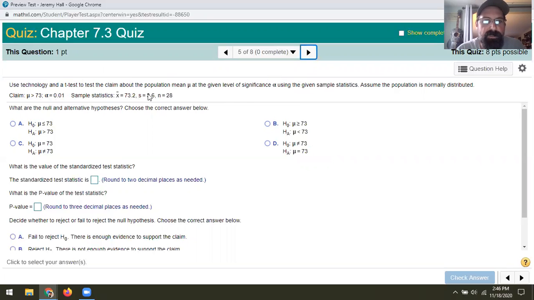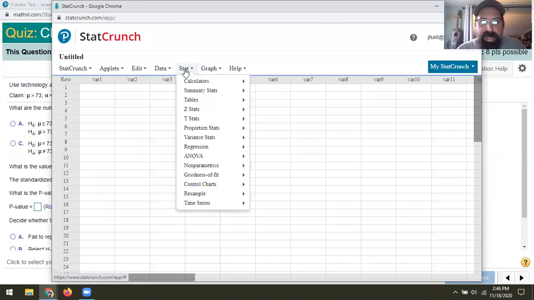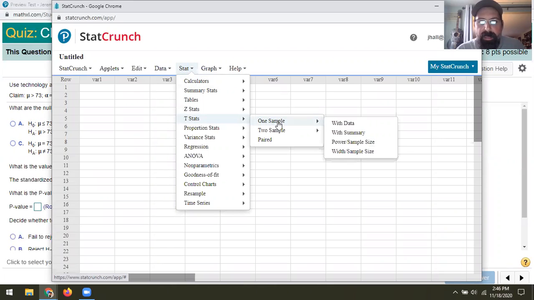We're given these summary statistics from a sample data set of 28 data points, which had a mean of 73.2 and a standard deviation of 3.6. So based upon this summary data from a sample, can we test this claim? Well, sure. Let's go to StatCrunch in the question help and go to Stat, T Stats, One Sample, and With Summary. We're not given the data set itself, we're just given the summary statistics.